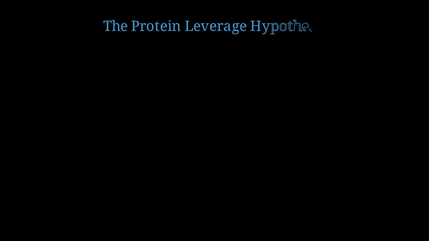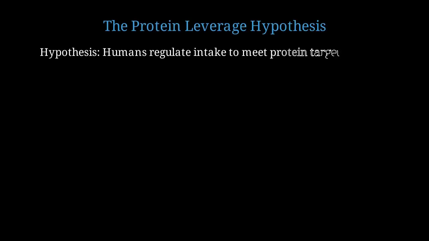Let's discuss an important concept called the protein leverage hypothesis. This hypothesis suggests that humans eat until they reach a target amount of protein. If protein density in food is low, we overeat total calories. High-protein diets increase satiety hormones like peptide YY and GLP-1, making you feel fuller on fewer calories.